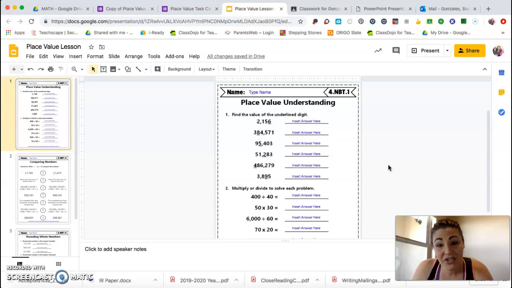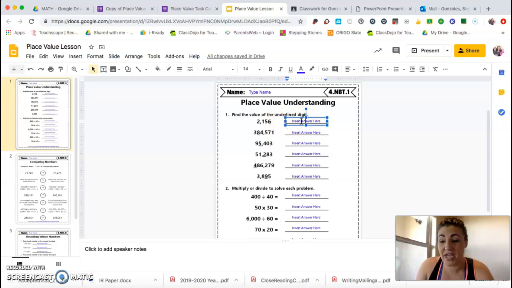Now listen to that phrase right here. It is saying value, not place value, not the place that it's in, but the value of the digit. So for the first one, for example, it says 2,156. You are not going to type on this page right here ones. Yes, the 6 is in the ones place, but what is that 6 representing? It is representing the value of it is 6, okay?